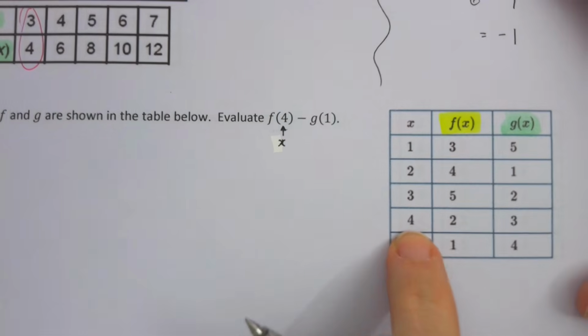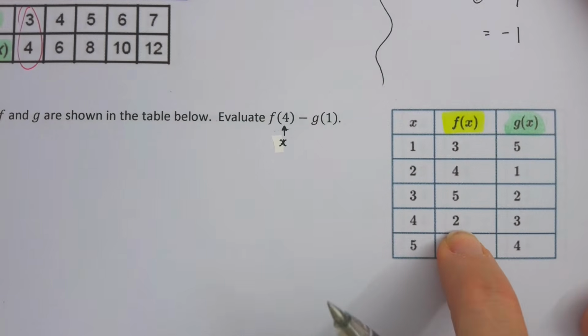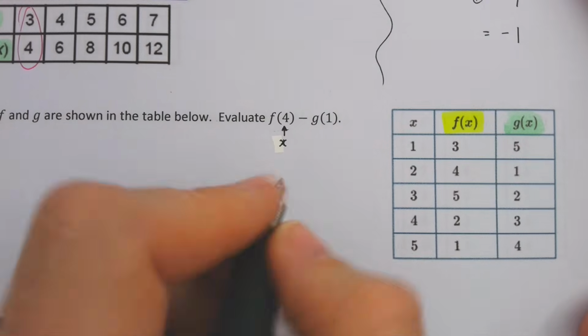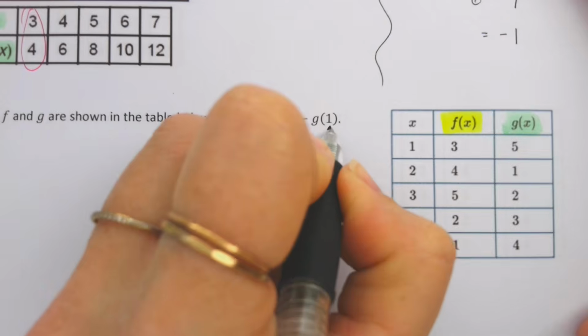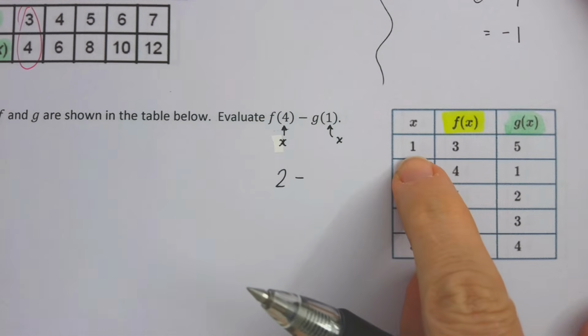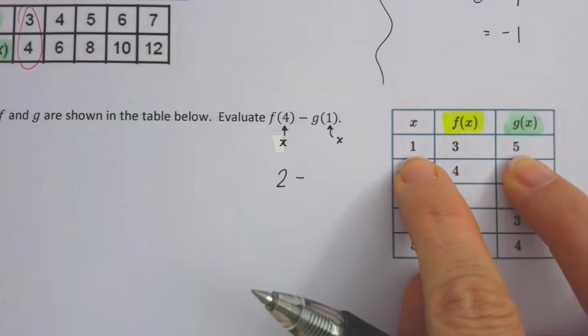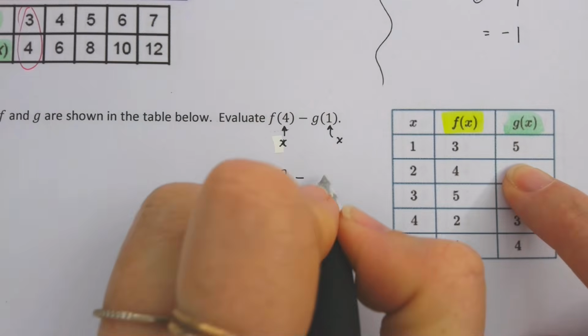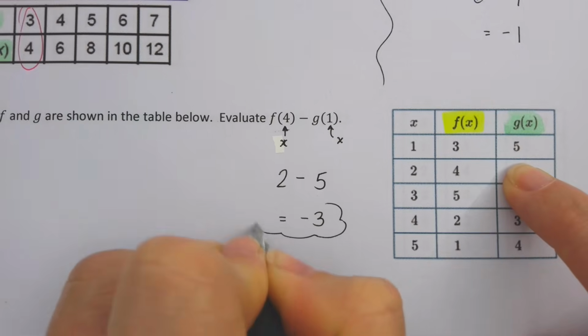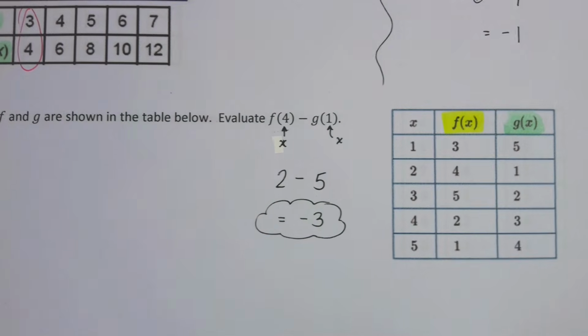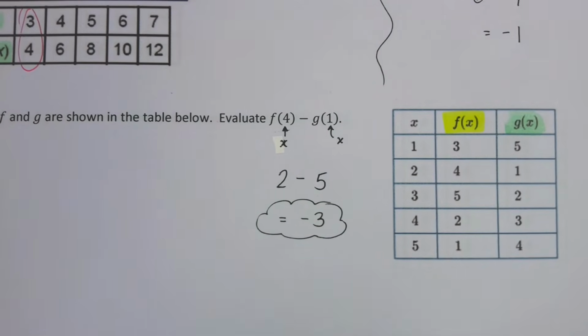Okay, so here's our x value of 4. The corresponding f value was 2 minus g of 1. Again, the inside value is the x, so you're looking in the x column for a 1, but you're then looking over at the g column. That would be a 5. 2 minus 5 is -3. Easy? I love a table question.